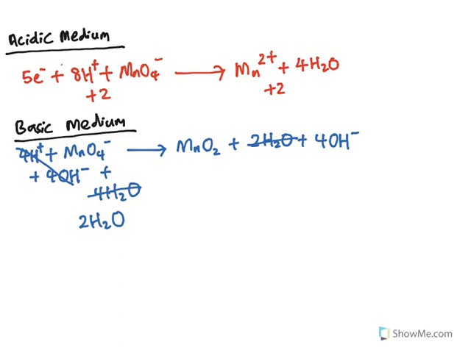Okay, and finally we balance the charges on the left and right. So on the left side minus 1 charge, on the right side minus 4. So I add 3 electrons. Okay, and finally we double check the charges again. So minus 4 on the left and minus 4 on the right. That's all. So it's not difficult, right?